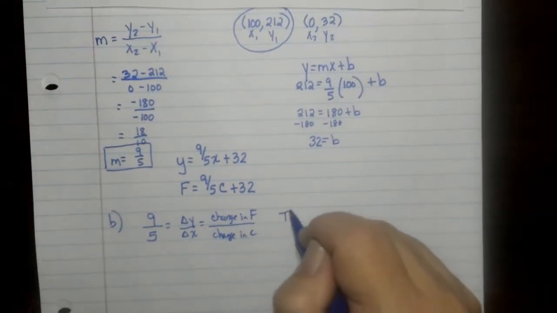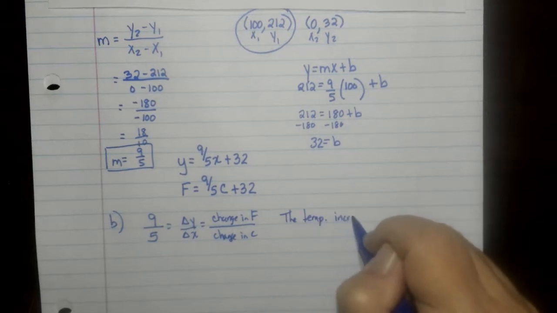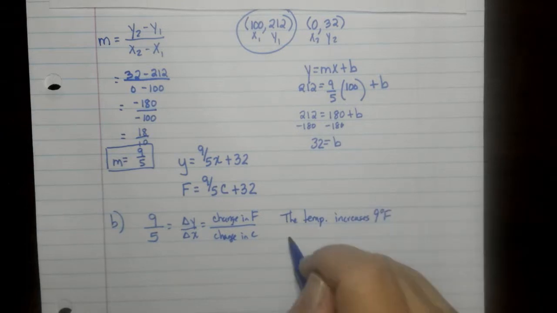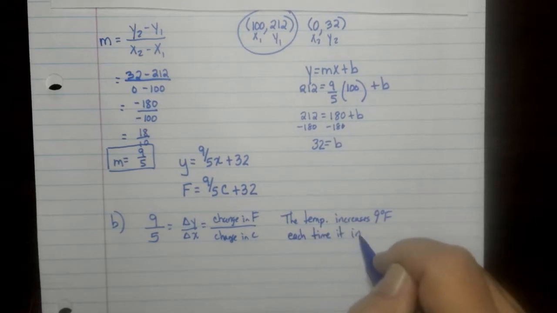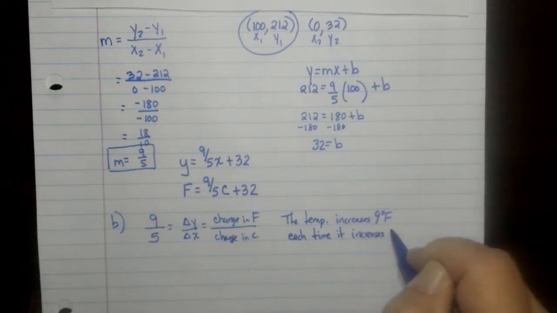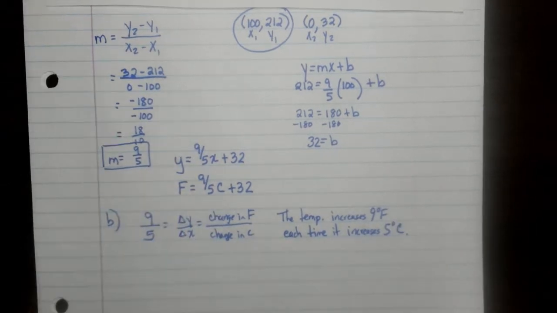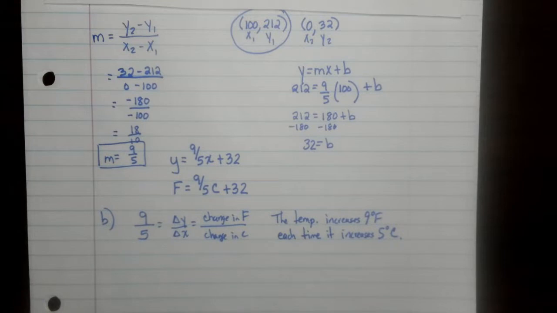It means the temperature, I'm going to abbreviate, the temperature increases 9 degrees Fahrenheit each time it increases 5 degrees Celsius. So the temperature is going to go up 9 degrees in Fahrenheit every time it goes up 5 degrees in Celsius. That's what my slope is telling me.